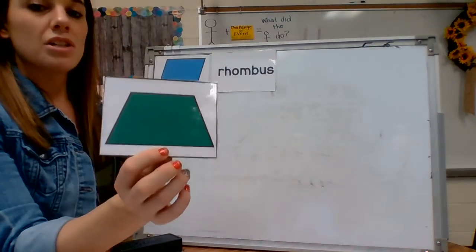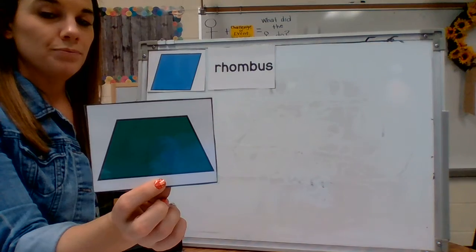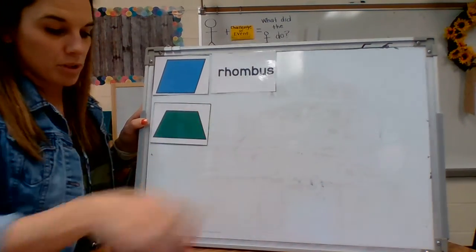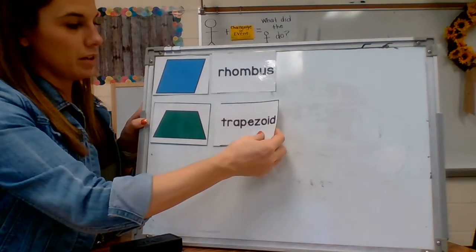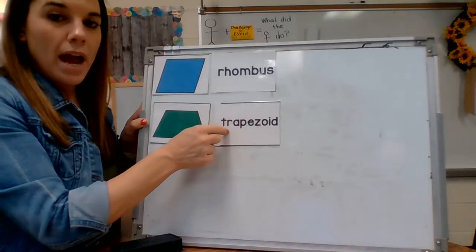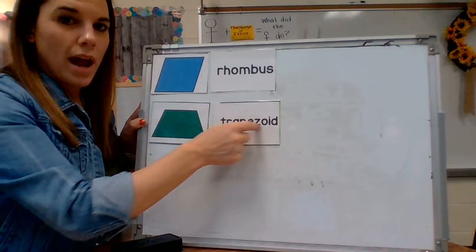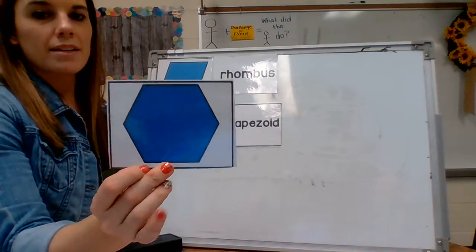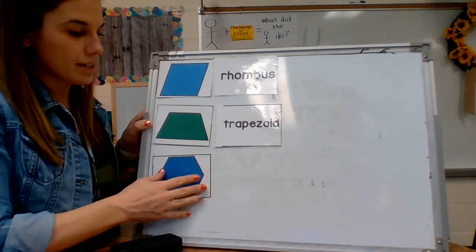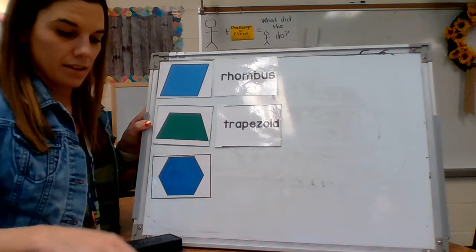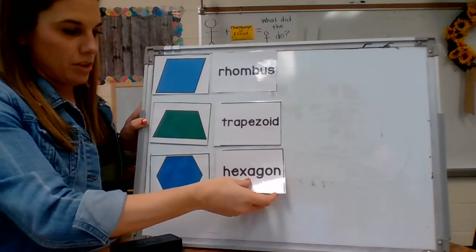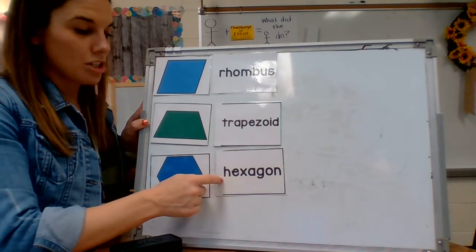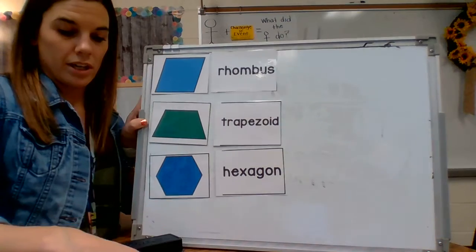If you were in my class, you also might remember this one. This is a trapezoid. Trapezoid. Let's put it up there. Let's read it together. Trapezoid. Trapezoid. Hexagon. A hexagon has 6 sides. Let's put it up there. Ready? Hexagon. Does it match? Hexagon. Very good.